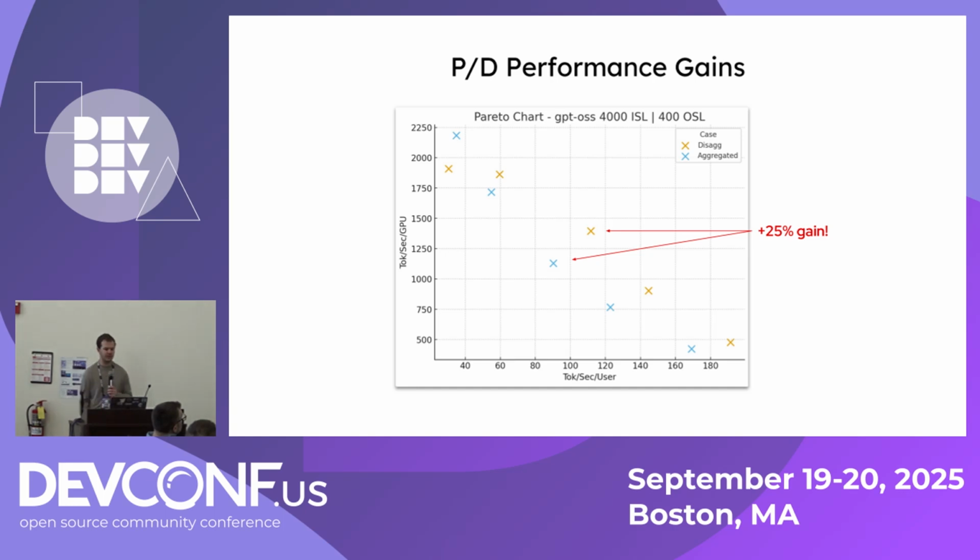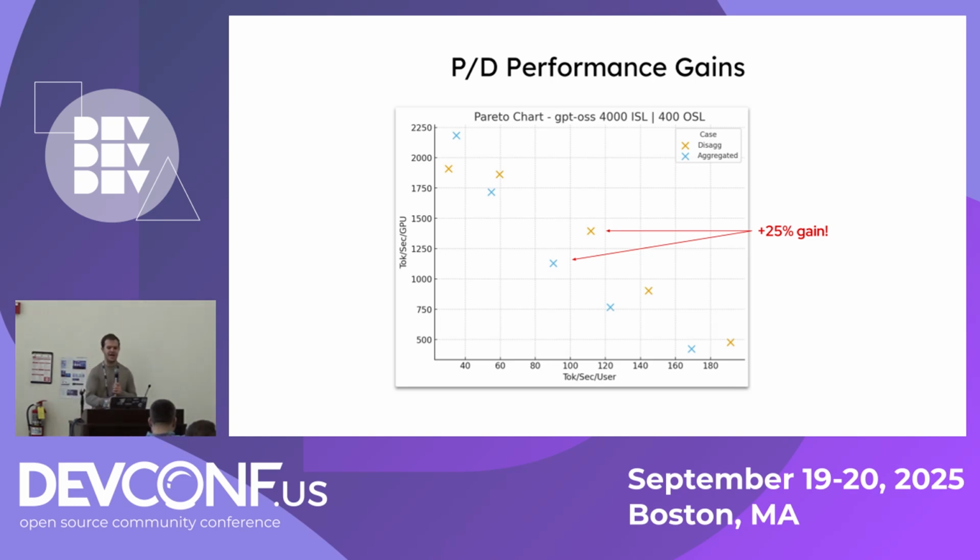This was an example running GPT OSS with 4,000 input tokens and 4,000 output tokens. This is what's called a Pareto chart. The x-axis shows the tokens per second per user, the y-axis shows the tokens per second per GPU, and each dot is a concurrency in the system. So basically, this is running with 8 GPUs. These dots in the center here show the results at 100 concurrent users.